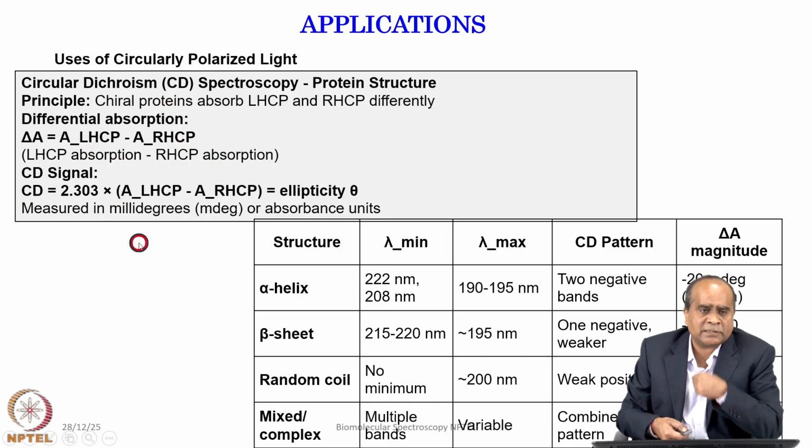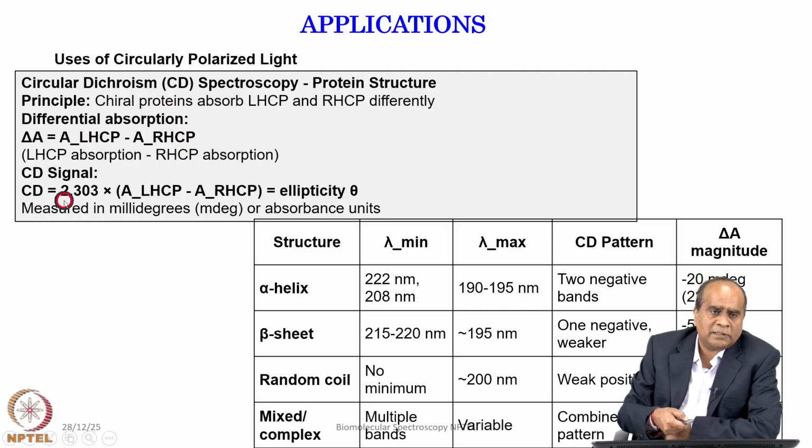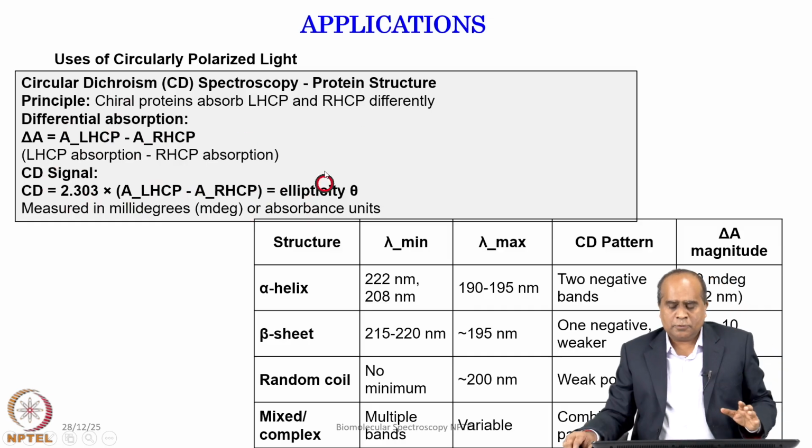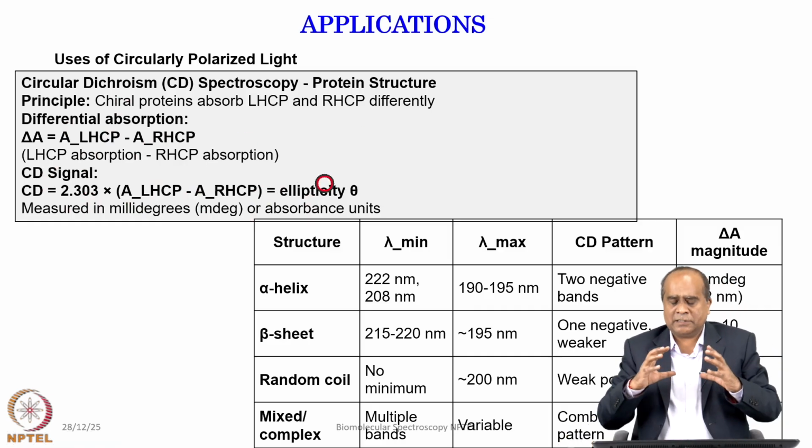So, we can measure the CD signal as 2.303 multiplied by the difference of left handed and right handed absorption, and that is called ellipticity. So, you see where the ellipticity term is coming from.